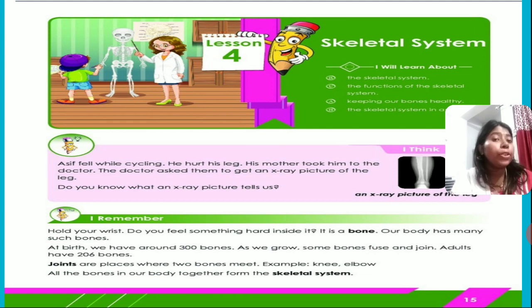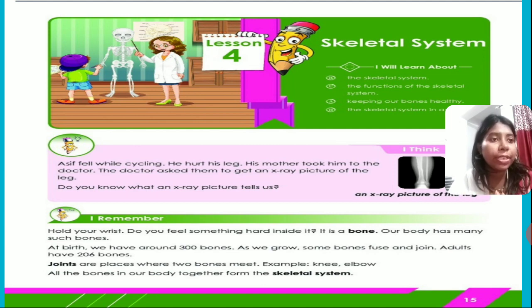Now at birth we have around 300 bones, but as we grow, some bones fuse and join. Adults have 206 bones. Yes, when a baby is born, he or she has 300 bones. But as the baby starts growing, some bones get fused, and the number is reduced to 206. So now we have 206 bones in our body.